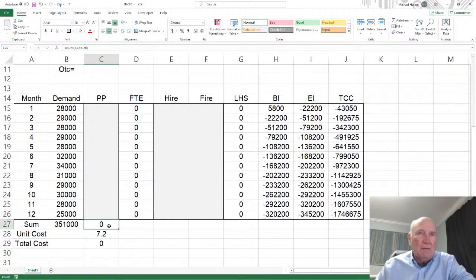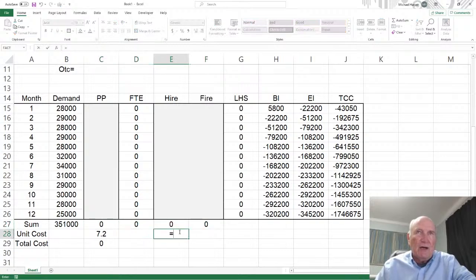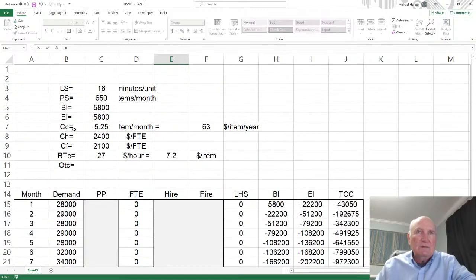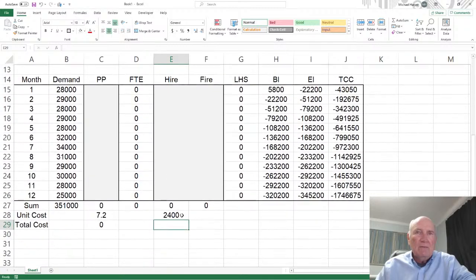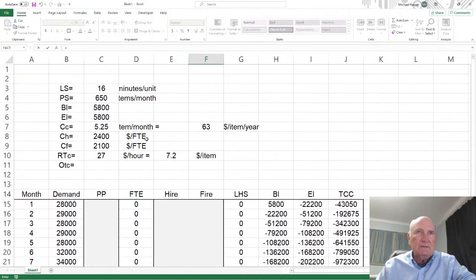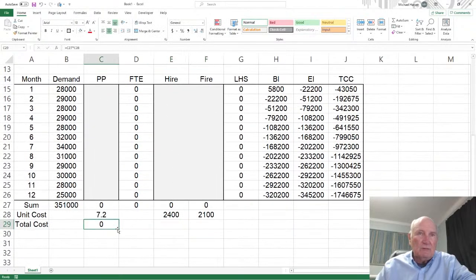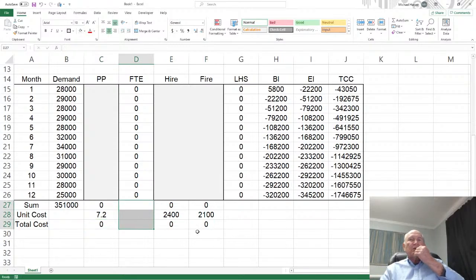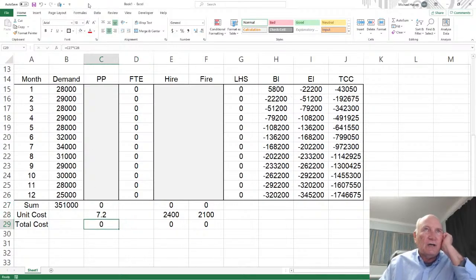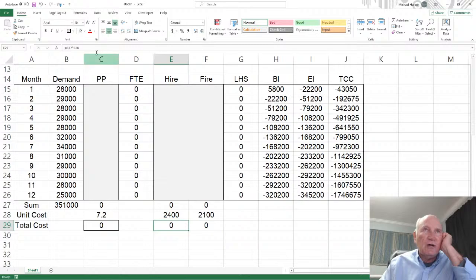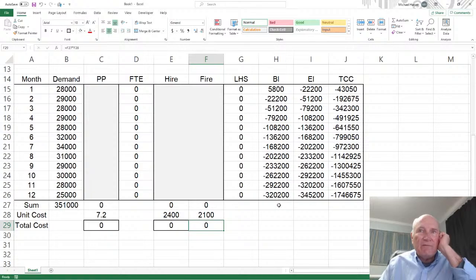Okay, but I'm also going to sum up over here my hire and my fire. There we go. I sum those two, because I know my unit cost for my hire is right here. Hire is $2,400. My unit cost for my fire is $2,100. And then I'm going to bring this over. I'm going to multiply those. Don't need those. So there's my total cost there. So now I have this total cost. That's important. This total cost. That's important. This total cost. That's important. And then I get my average inventory.